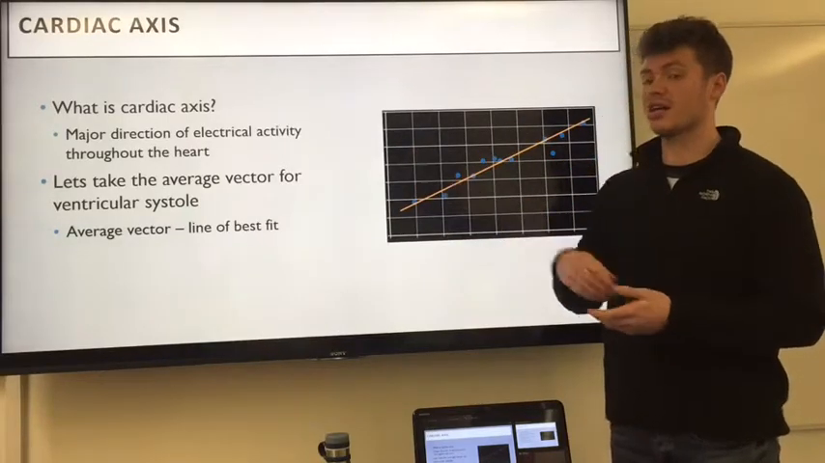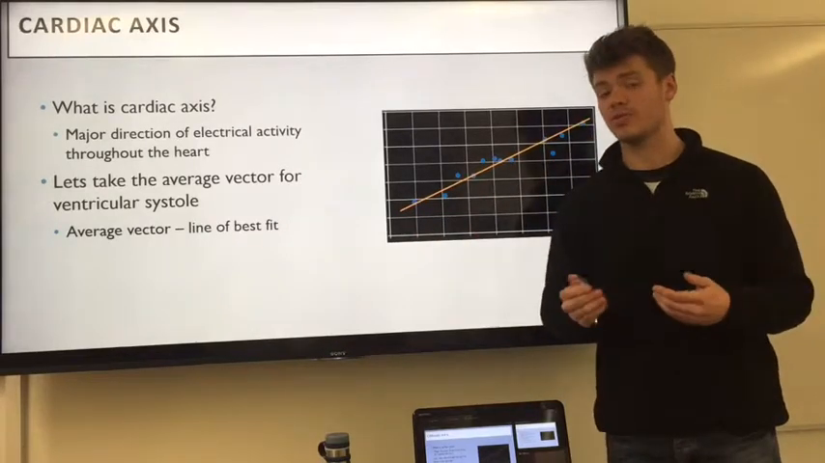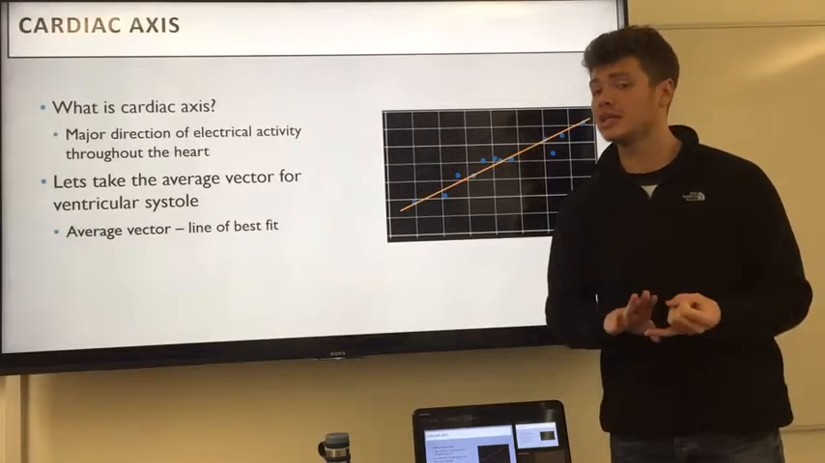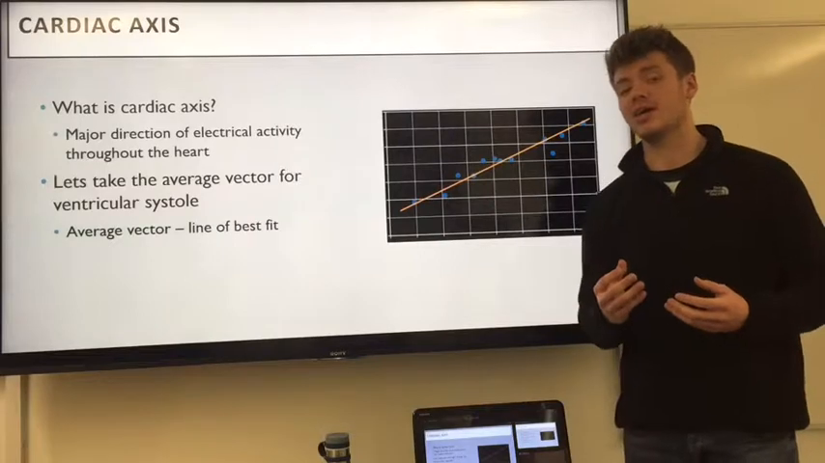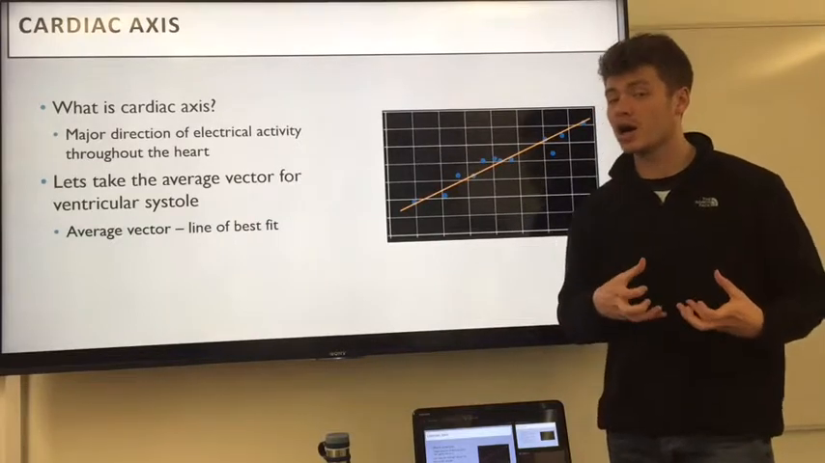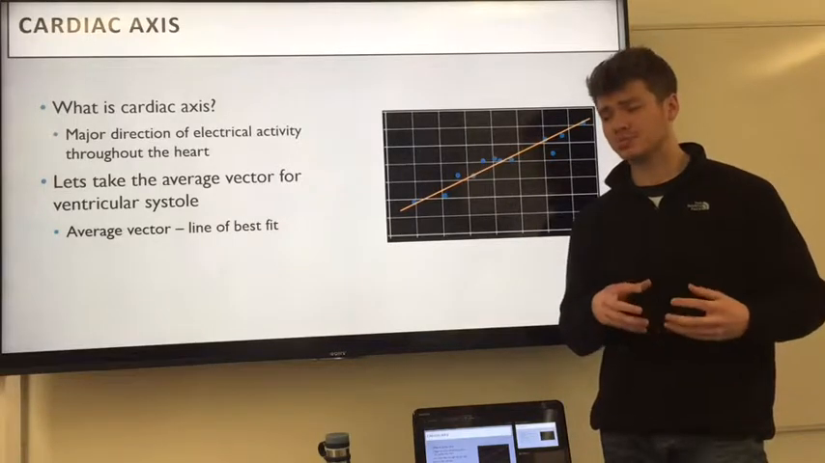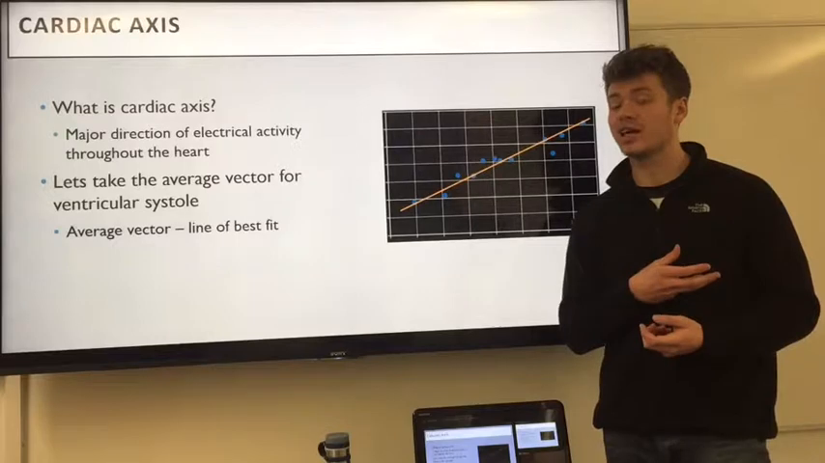Now, the cardiac axis is essentially the line of best fit through the QRS complex, saying, right, was that mainly positive? Was that mainly negative? And from that, we can say what kind of position the heart is sitting inside the chest. We can say whether there's a certain part of the heart that is requiring more electrical activity.